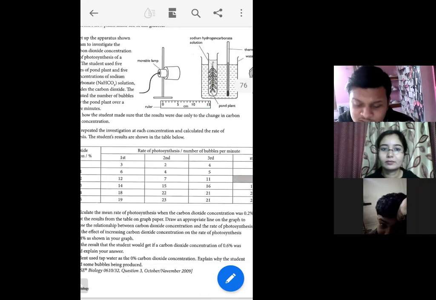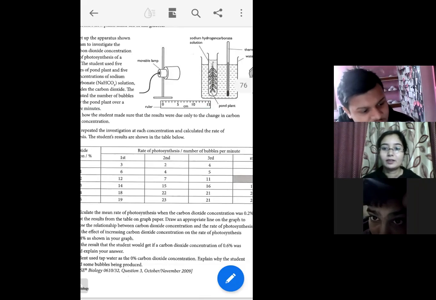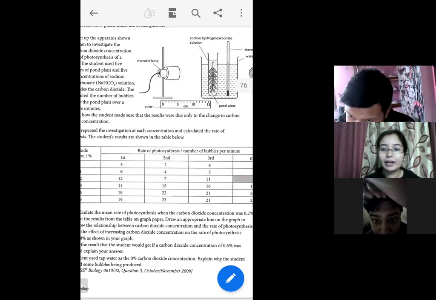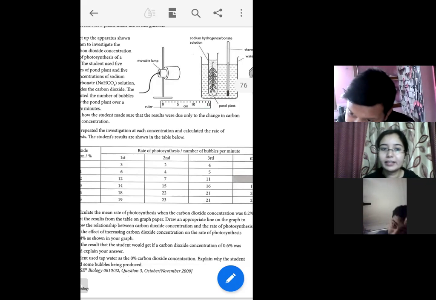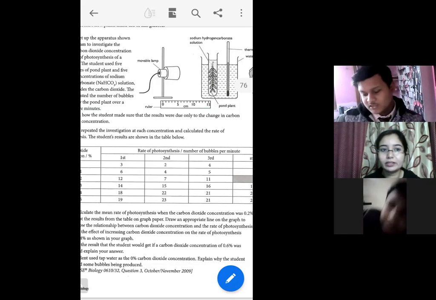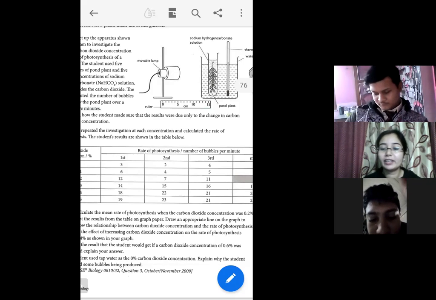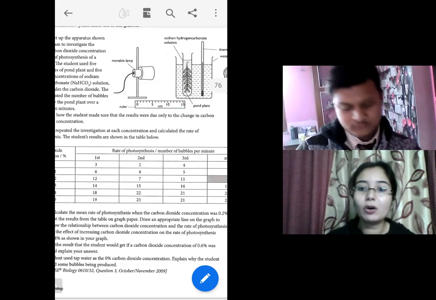Because the same amount of water is given for all the steps, and they have separately used sodium hydrogen carbonate for the 5 steps. So you can see here, except sodium hydrogen carbonate concentration, all the other components that are used are the same. We can also say they are kept uniform as limiting factors.